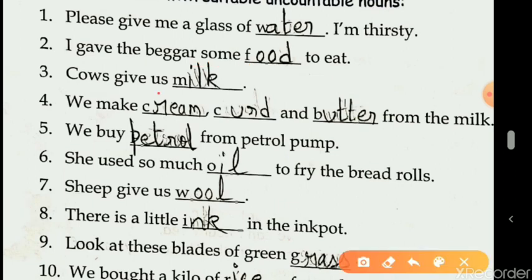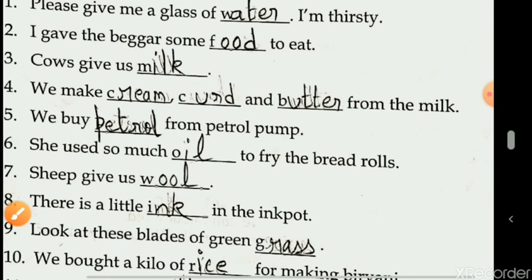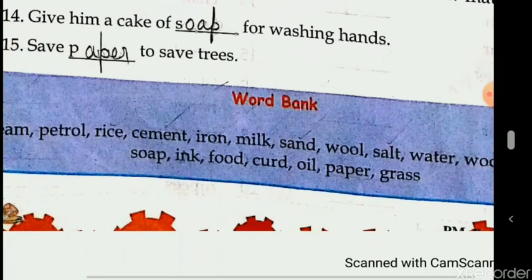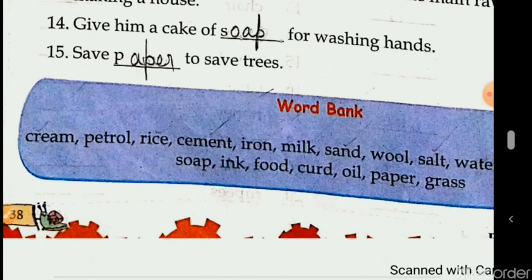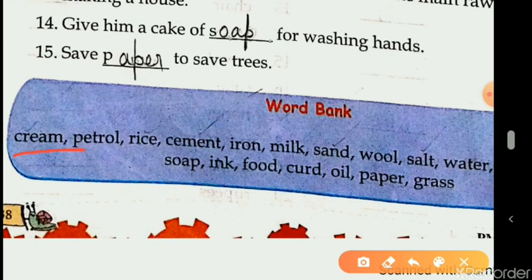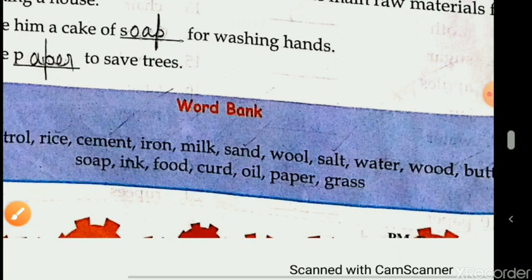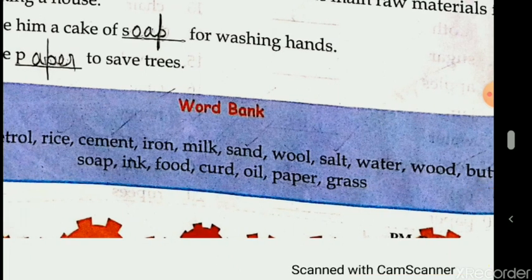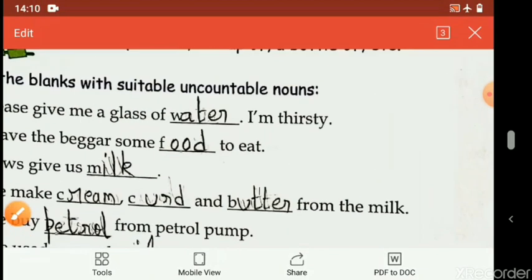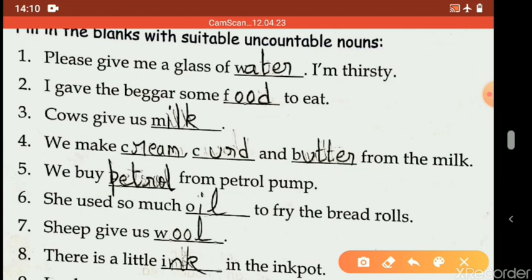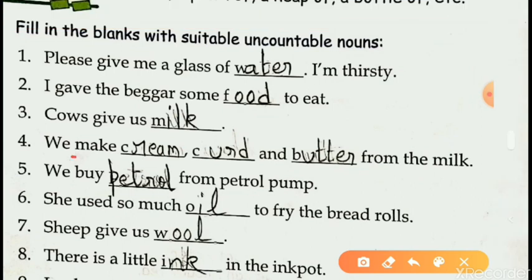Cow gives us milk. Cow gives us milk only. So from the word bank, we select the word milk. Now next, we can make dash, dash and butter from the milk. Now, what all things can be made from milk? Cream, then curd, and third one is butter over here. So cream, butter and curd can be made from milk. So the fourth sentence is we make cream, curd and butter from milk. And cream, curd and butter, all these three are uncountable nouns.